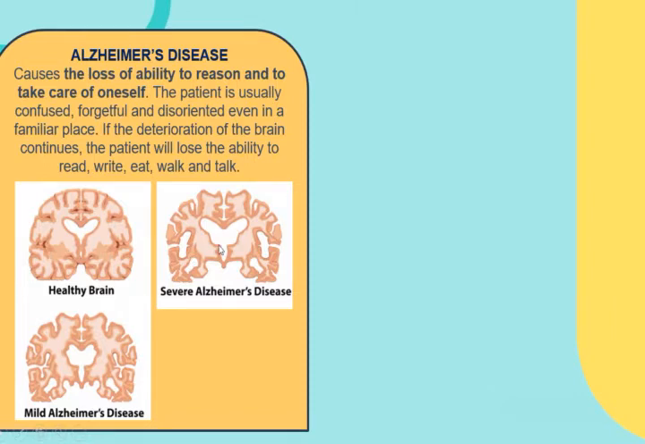When the brain is damaged, it will cause the damage of the nerve cells. So what happens when the nerve cells are damaged? The person cannot reason or think, is easily confused and easily forgetful, and cannot take care of himself. That is Alzheimer's.